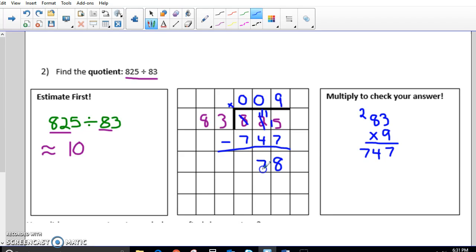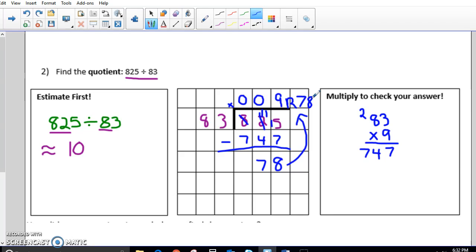11 minus 4 is 7. Now I have a number above each number up here, but I still have this down here. What do I do with it? I bring it up, and that is my remainder. So the answer is 9 remainder 78.